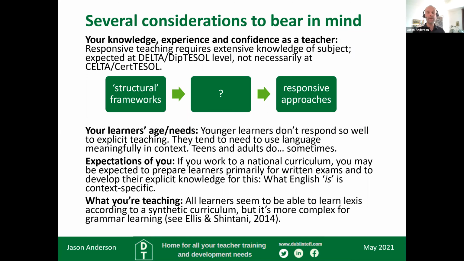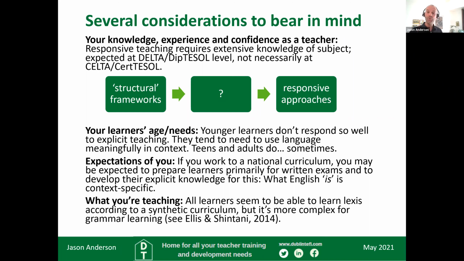A very important point to remember is that very young learners, under say 7 or 8, don't really learn grammar according to explicit rules. In fact, they can't. They learn language meaningfully in context, and therefore sometimes even completely different approaches to the ones that we're discussing here will work, but certainly task-based works at younger age groups.